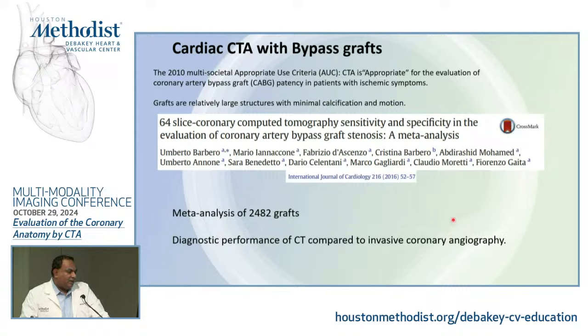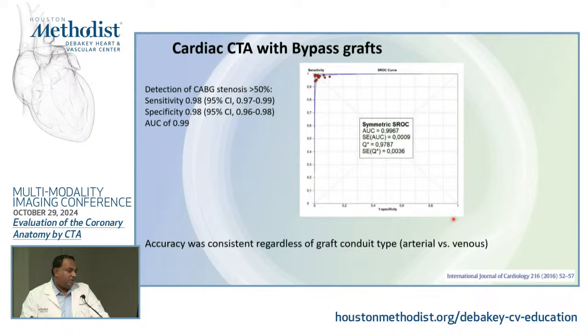This is a study that looked at the meta-analysis of 2,482 grafts from multiple studies and compared the diagnostic performance of CT to invasive cath in these patients with prior CABG. And you can see the grafts are big structures, they don't develop a lot of calcification typically. So most of the time we are pretty accurate when we say the graft is patent. Now the native arteries in those patients, of course, is a different story.